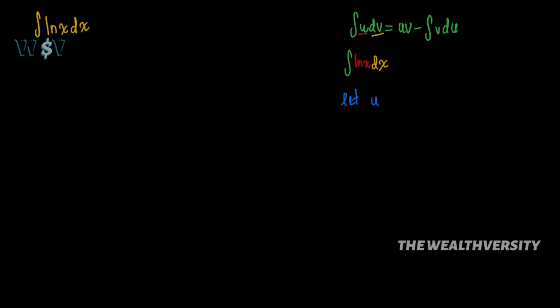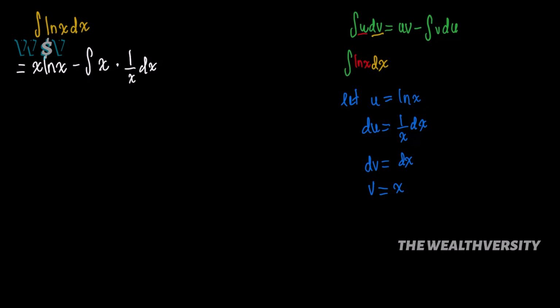The next example is the integral of ln x dx. So looking at our formula, we know that ln x will be u since logarithmic comes first in LIATE, and dx will be dv. So we let u equal ln x, which makes du equal to 1 over x dx. dv is equal to dx, which makes v equal to x. We apply the formula and get x times ln x minus the integral of x times 1 over x dx. And we see that the x cancels, so we are just left with the integral of 1 dx. So our final answer will be x times ln x minus x plus c.